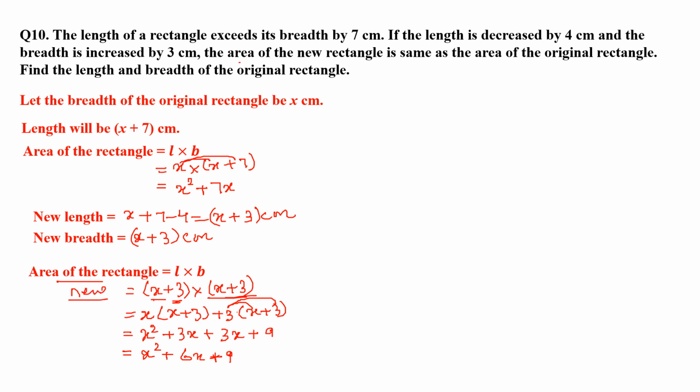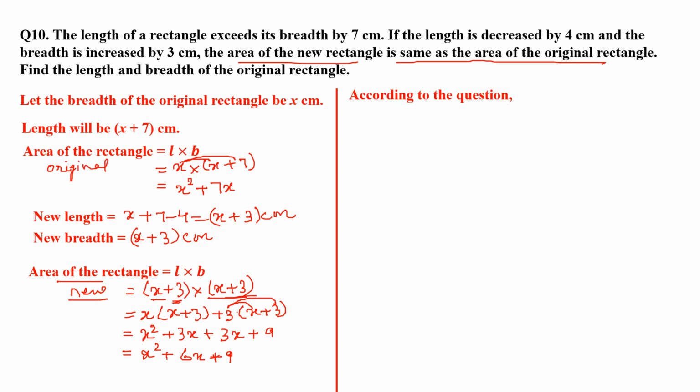And what is given? Area of the new rectangle is the same as the area of the original rectangle. Your original rectangle is here. Okay. So now according to the question, we have to write area of the new rectangle is equal to area of the original. Now original rectangle is x square plus 7x. This is equal to the area of the new rectangle, which is equal to x square plus 6x plus 9.